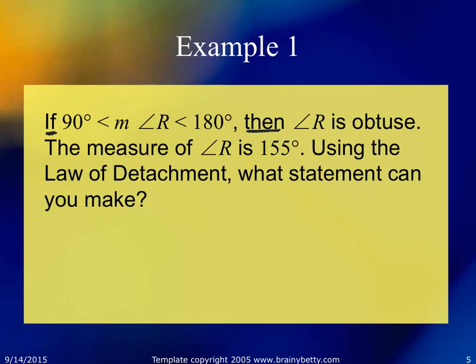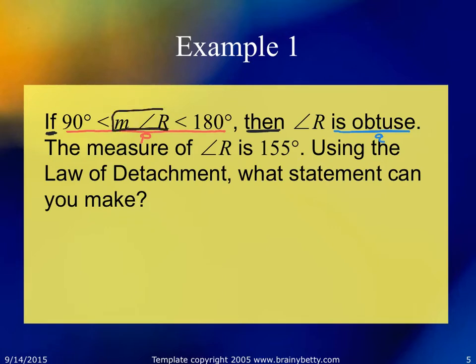What's going on? I saw my if, 90 degrees is less than the measure of angle R, which is less than 180. So I think that's two things. It should be like if those things are both true, there's my P, then R is obtuse. The measure of angle R is 155. Oh, I see what they're saying. I'm sorry, that's not two statements. Here's what we've got. This should really just be together.